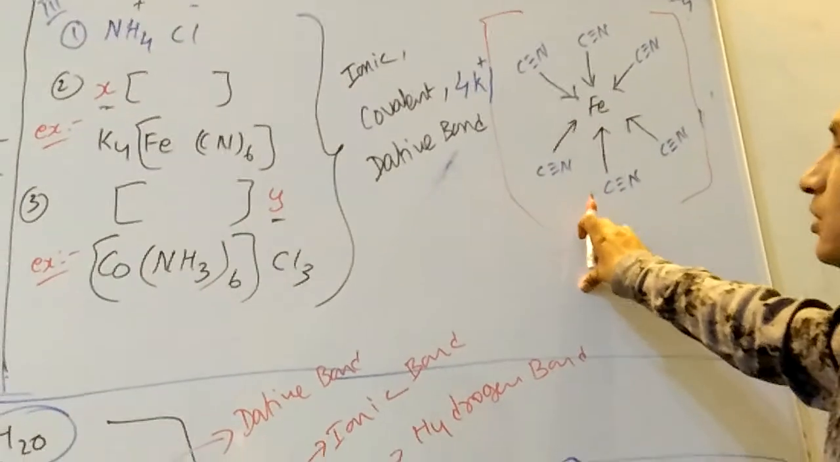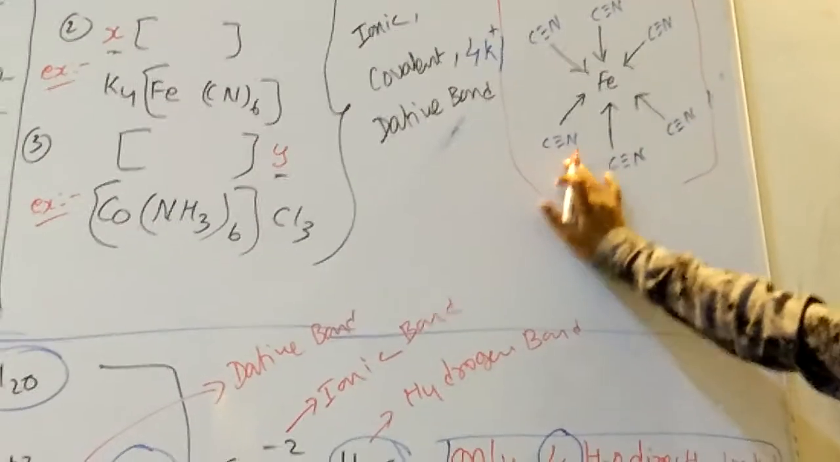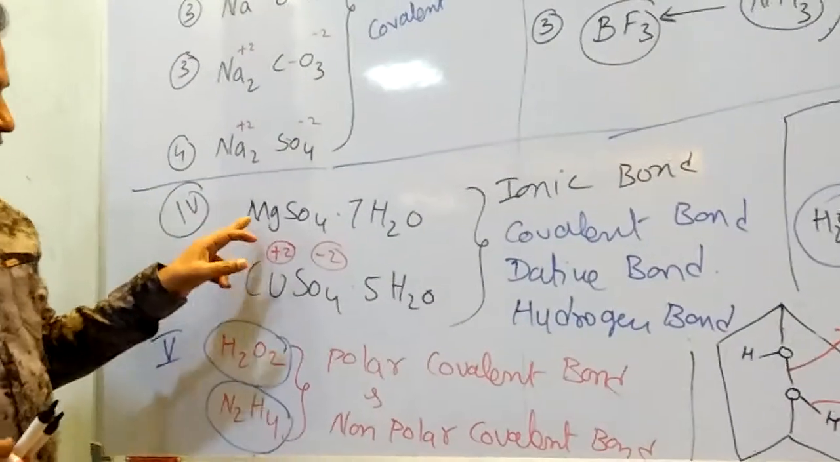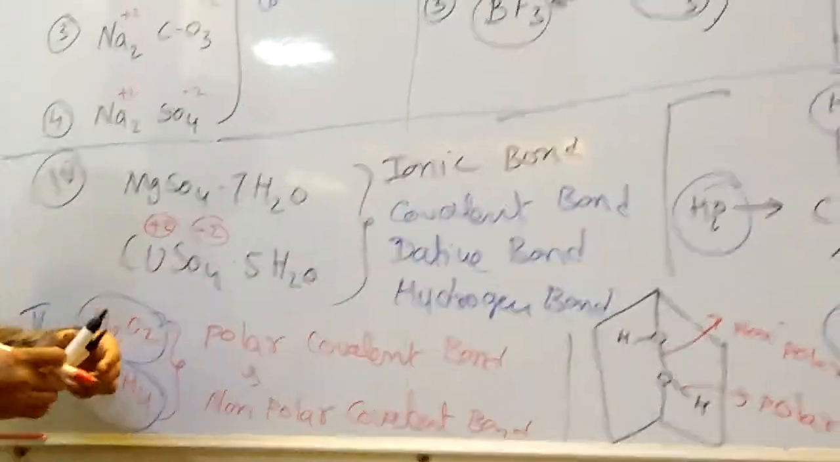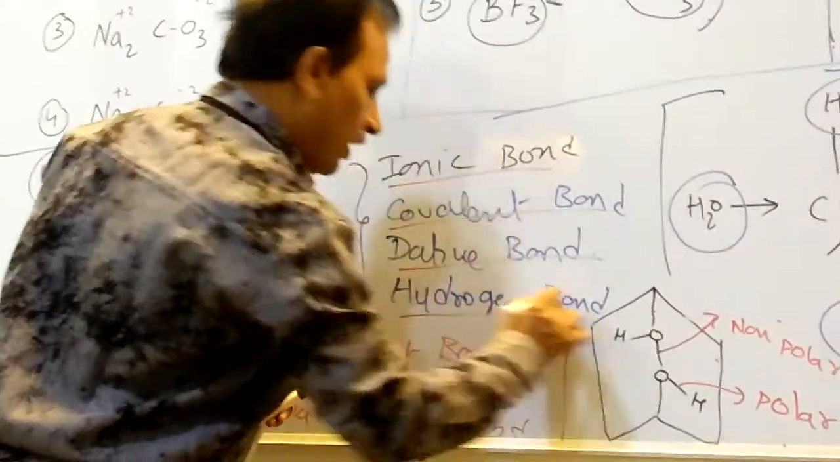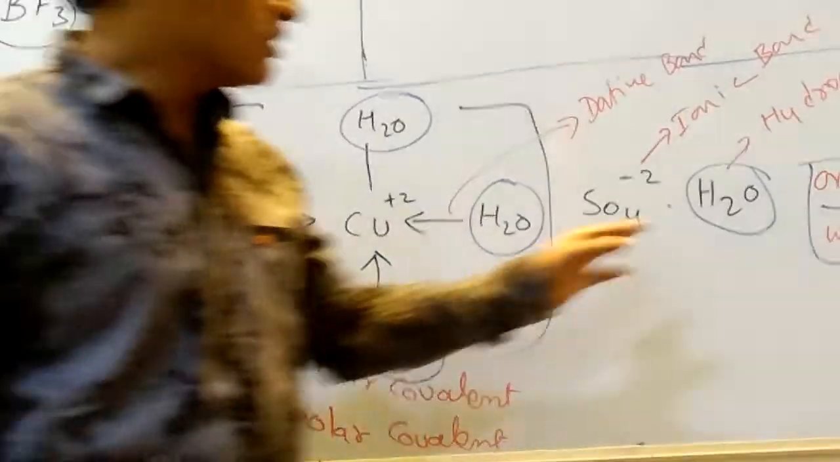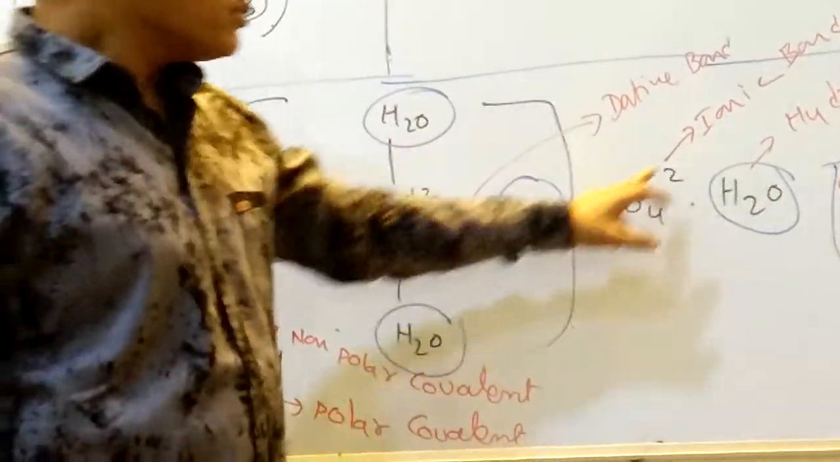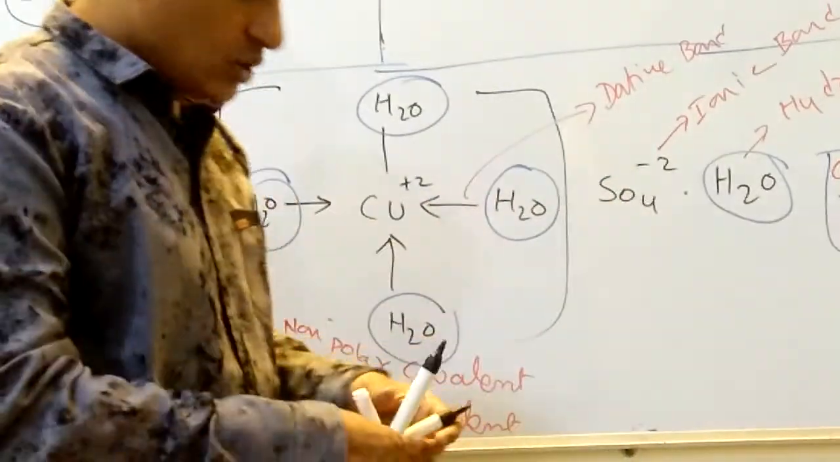So I explained potassium ferrocyanide. Iron and cyanide are linked with a dative bond. Carbon and nitrogen are linked with a triple bond, which is covalent, and positive and negative means ionic. And magnesium sulfate MgSO4 7H2O and CuSO4 5H2O contain ionic bond, covalent bond, dative bond, and hydrogen bond. I explained CuSO4. It is actually 5H2O, but only 4 H2O are directly linked with the copper, and 1 H2O is outside. Water means hydrogen bond, plus and minus is ionic bond, there is a dative bond, and sulfur also contains covalent bond.